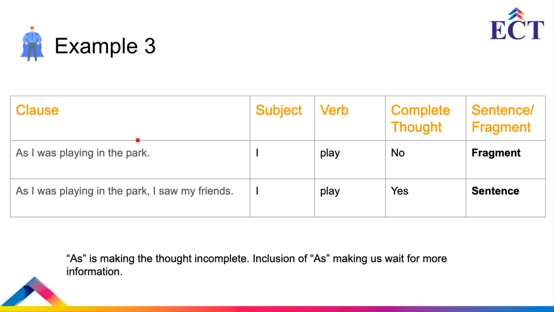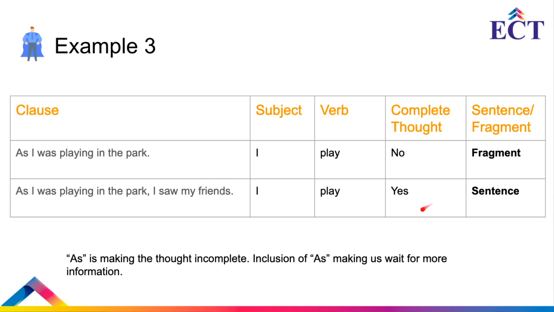And if you put a period here, a full stop, starting with "as", then it will be incorrect. Now, how can we make it complete? "As I was playing in the park, I saw my friends." Now, the subject is I, the verb is playing, and it is a complete thought. Now it is a complete thought because you are saying, as I was playing in the park, I saw my friends. Therefore it is a sentence.